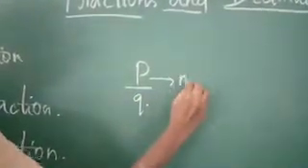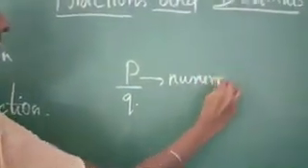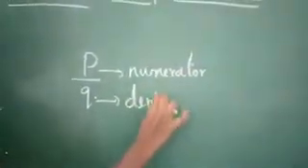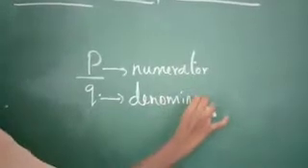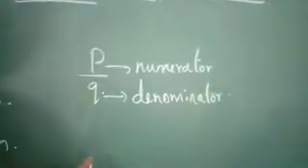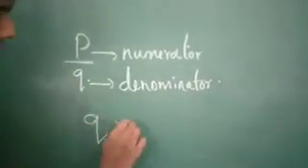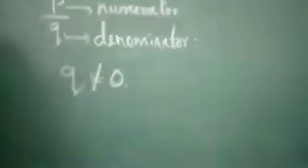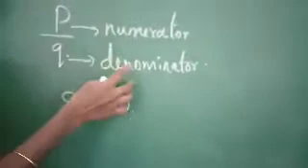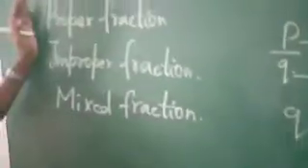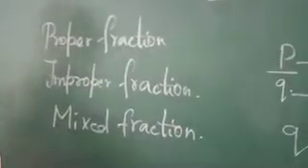Here p is the numerator and q is the denominator. The most important thing is the denominator should not be equal to 0. That means q should not be equal to 0. So these are the two main terms in fractions. Now we are going to recall what is meant by proper fraction, improper fraction and mixed fraction.